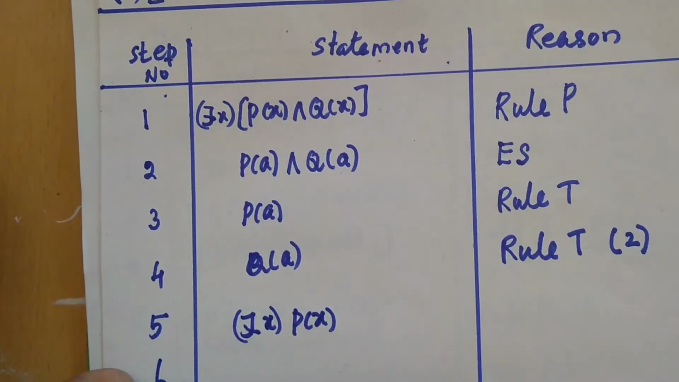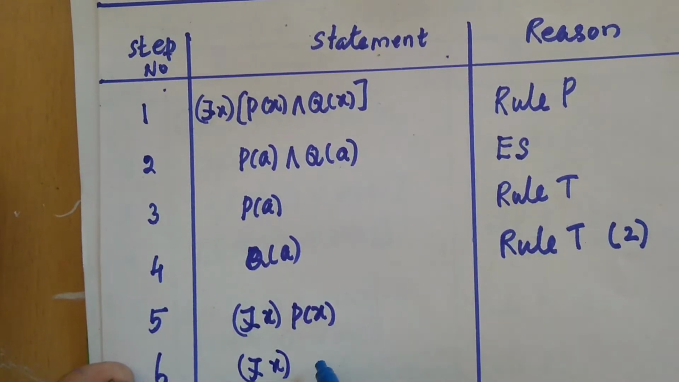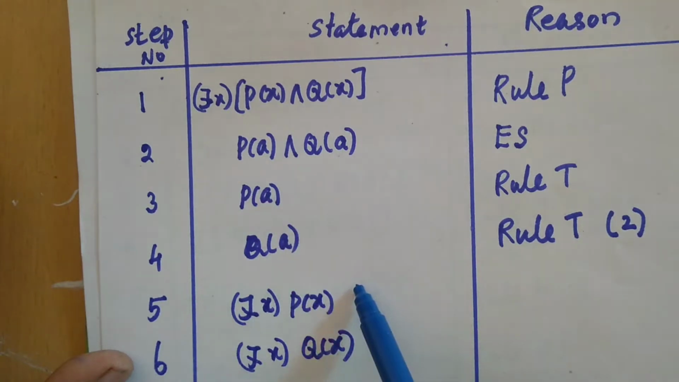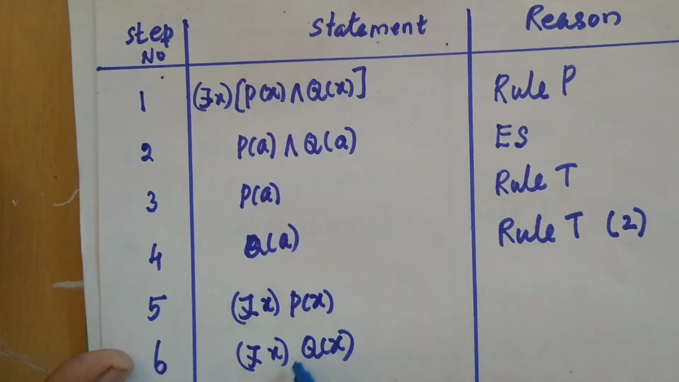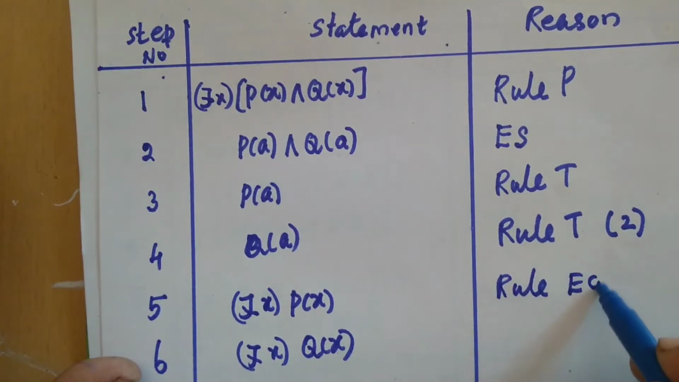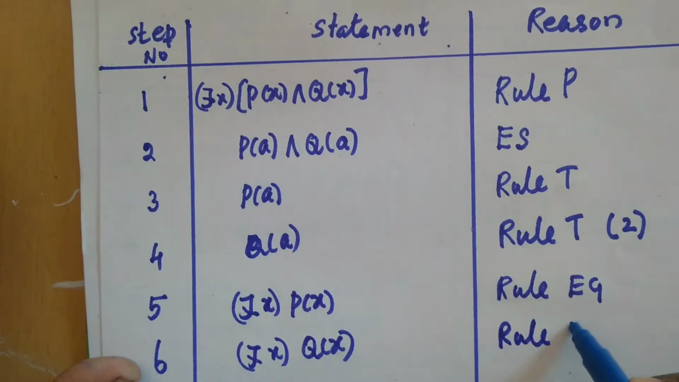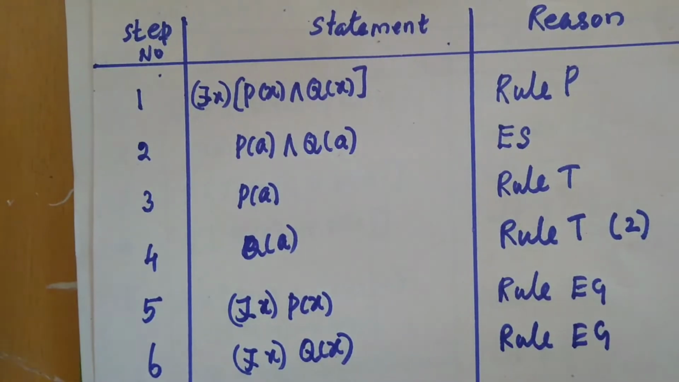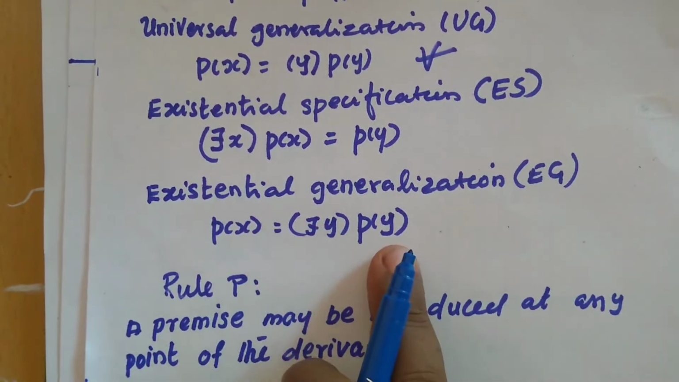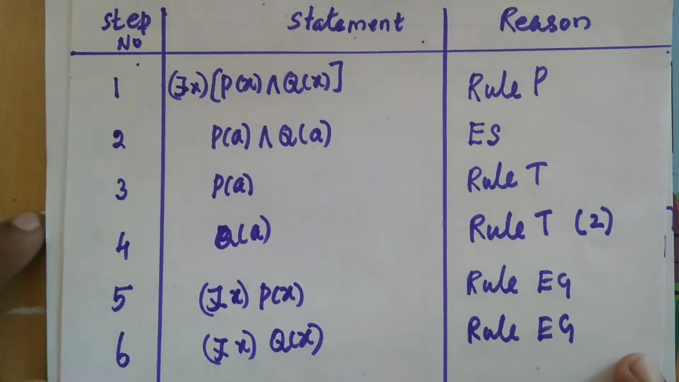Then 6, there exists x, Q of x. The first one is from 3 and the second one is from 4. For this we also use the rule EG. What is rule EG? EG is the converse of the earlier rule, that is existential generalization. So that is rule EG.